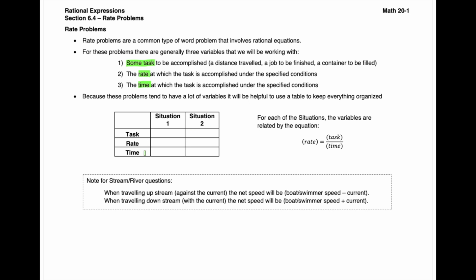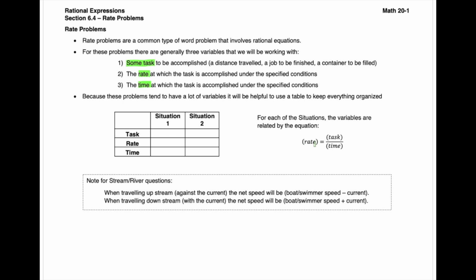Now this side here, you're always going to have just these three conditions. What task are you doing? What rate is that being done? And then how much time is that taken? And then all the different situations that we're comparing, I'll put those through as columns. And that'll help us to keep these six variables organized when we start to put those into two equations. So they're not required, strictly speaking, but it is a really good idea to set up a table like this.